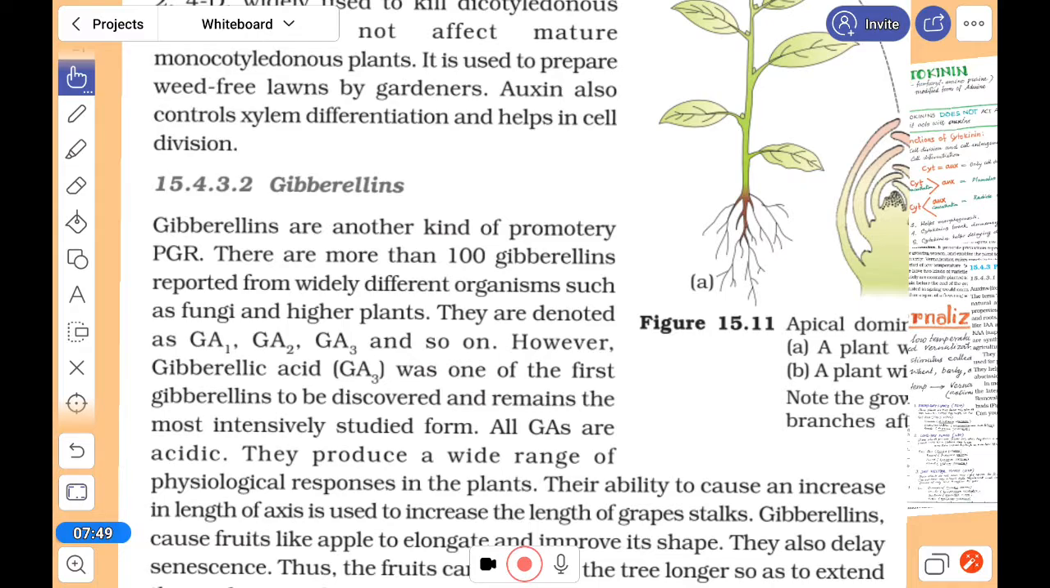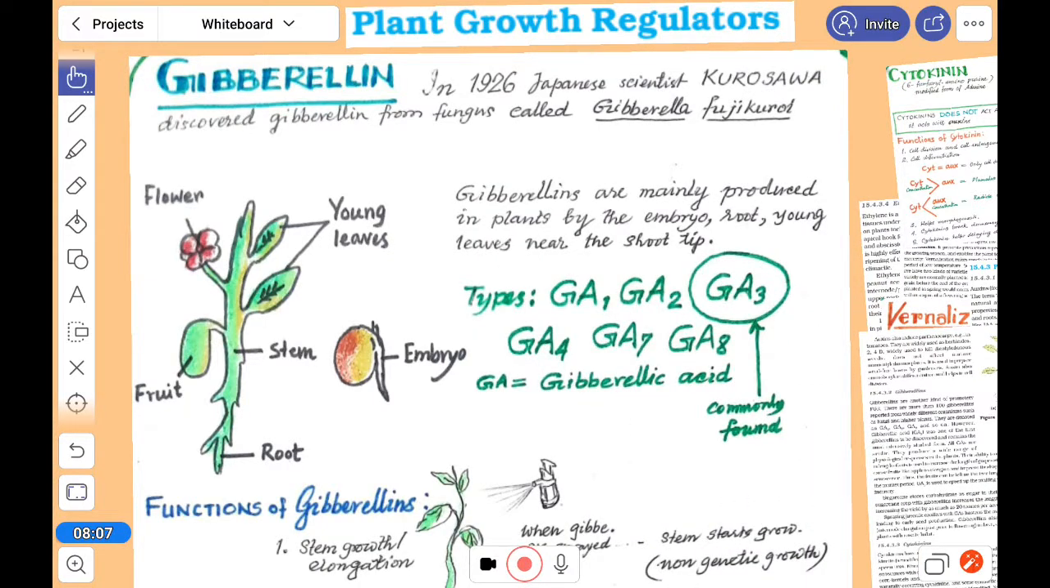Gibberellin, another kind of PGR. More than 100 gibberellins have been reported widely in different fungi and higher plants. These are actually gibberellic acid. In 1926, the Japanese scientist Kurosawa discovered gibberellin from Gibberella fujikuroi, a fungus. That's why it is named so. Gibberellins are mainly produced in the plant by the embryo, root, young leaves near the shoot tip. All this is gibberellic acid.